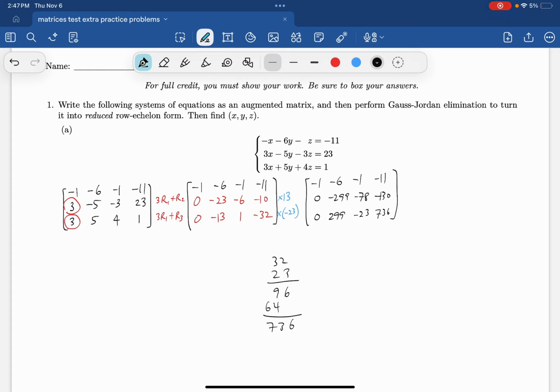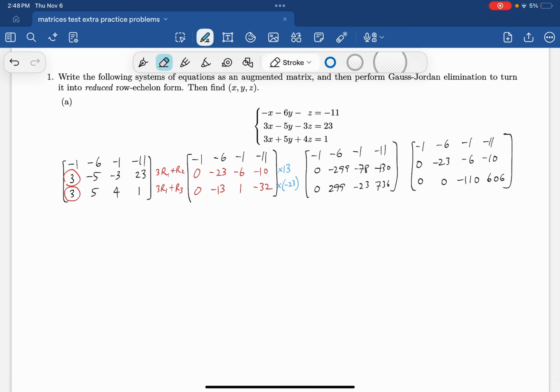Finally, you can add rows 2 and 3, and then that'll successfully cancel out that negative 13 there on the bottom. You can also revert row 2 back to what it was previously. And I'm left with 606 here.